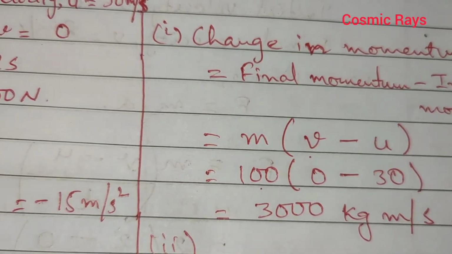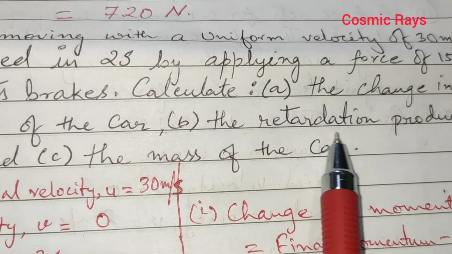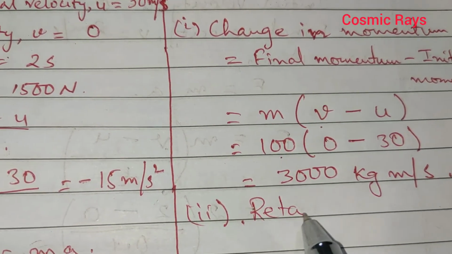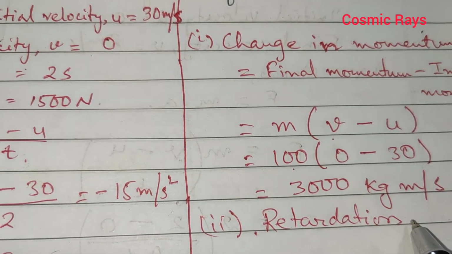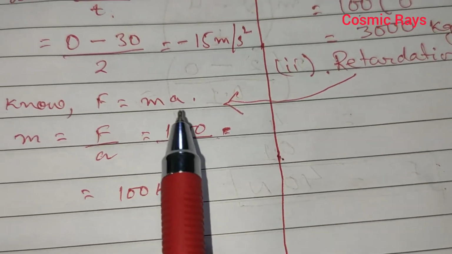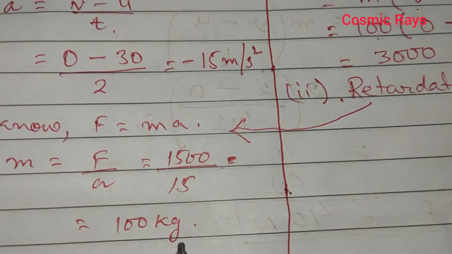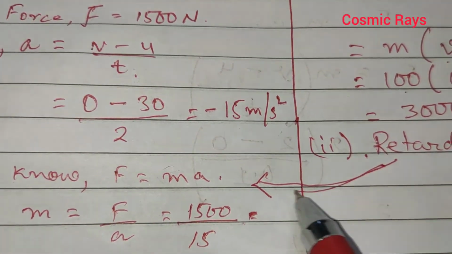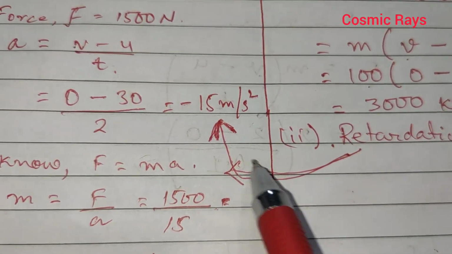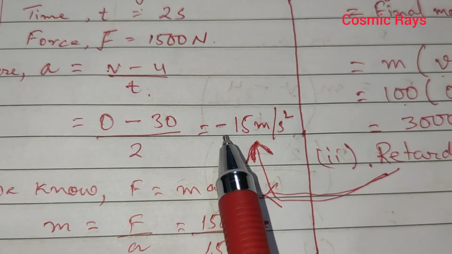For the second part of this question, part B, it asks us for the retardation produced. For retardation, you can simply rewrite this part, that we know force is equal to mass into acceleration, and we have calculated the retardation here. So you can simply write this, and you can say that the negative sign indicates retardation.